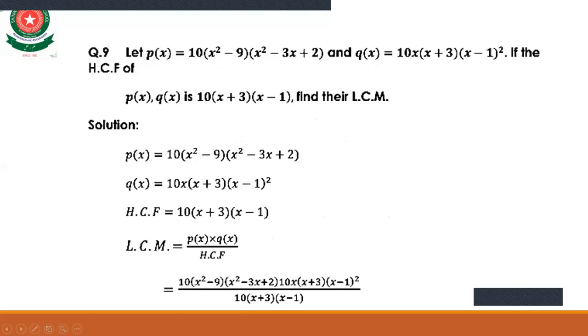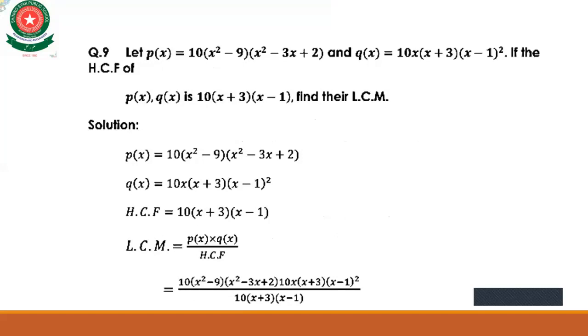Question 9: let p of x be 10 into x square minus 9 and x square minus 3x plus 2, and q of x is 10 into x plus 3 into x minus 1 whole square.